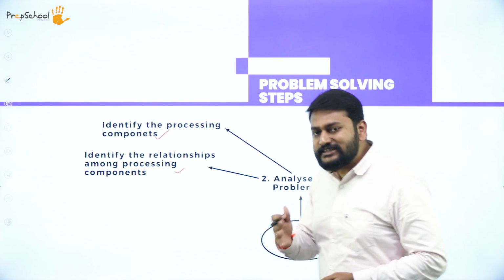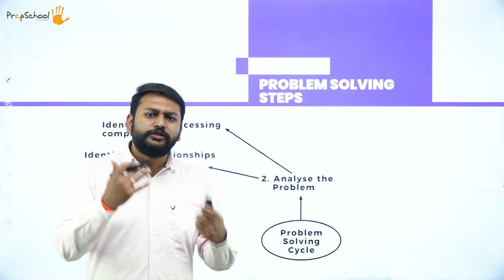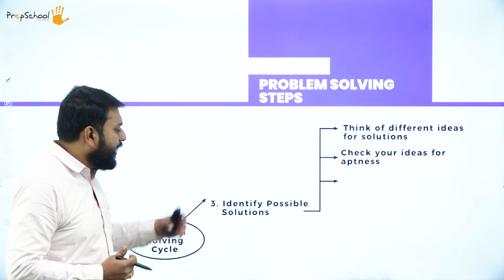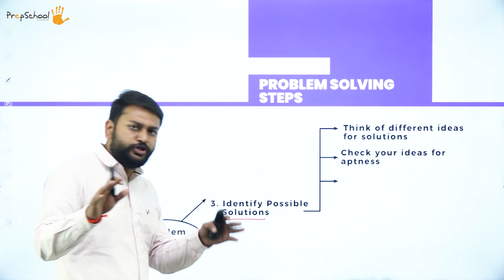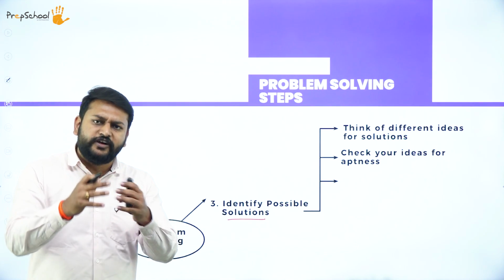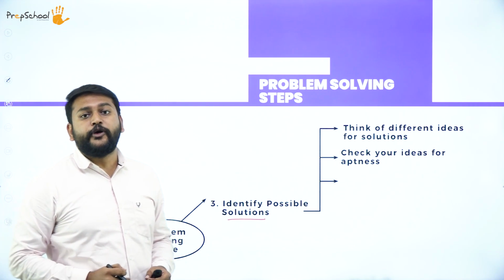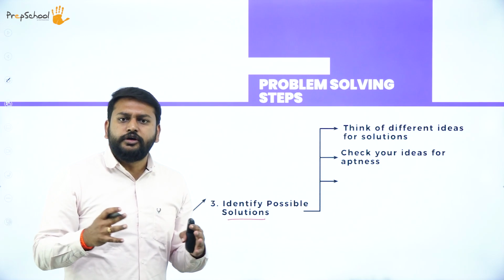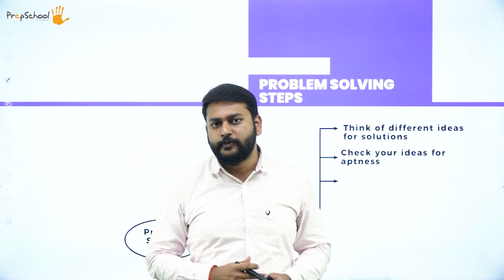So after analyzing the different components involved in this problem, we'll move to the next part. What is the next part that I have? Identify the possible solutions. Okay, you understood. So what is the problem and what are the components that you have? How is it affecting, what is the relationship between them? And then now you try to come out with the possible solutions. Ideate possible solutions. What are all the different ways that you can solve these problems?